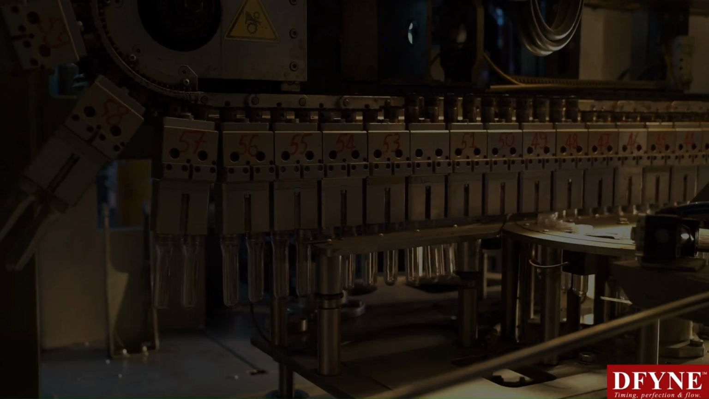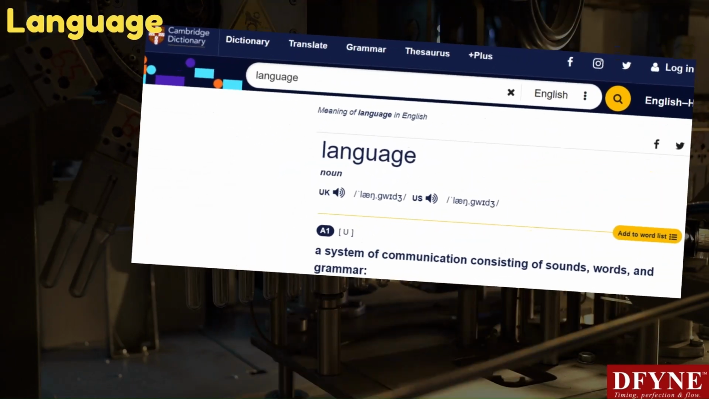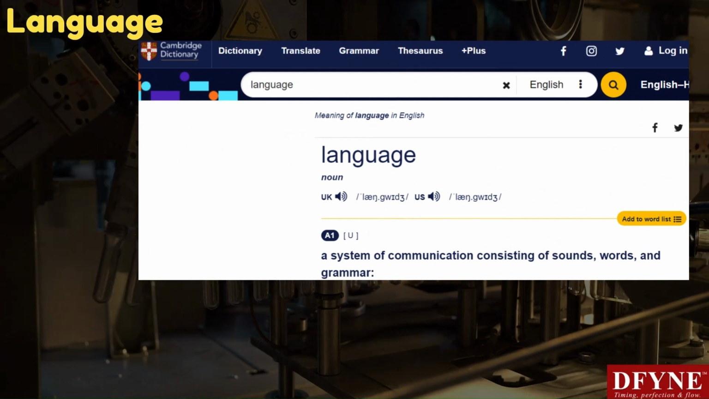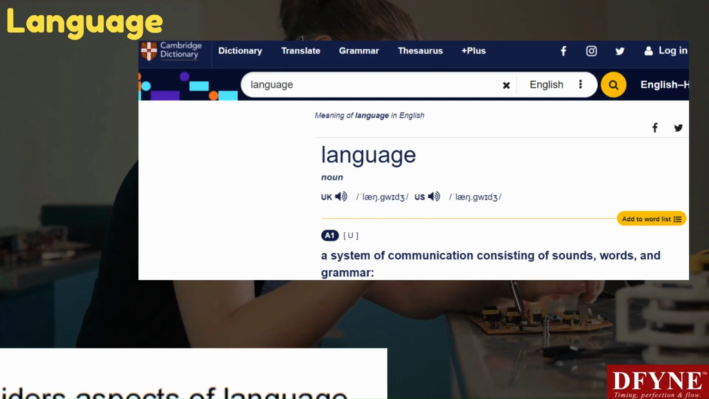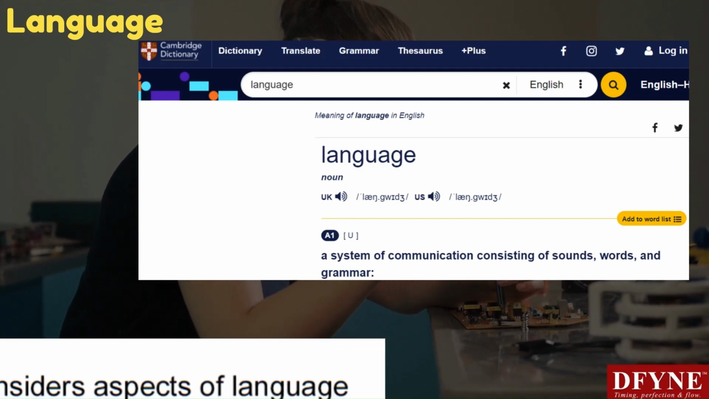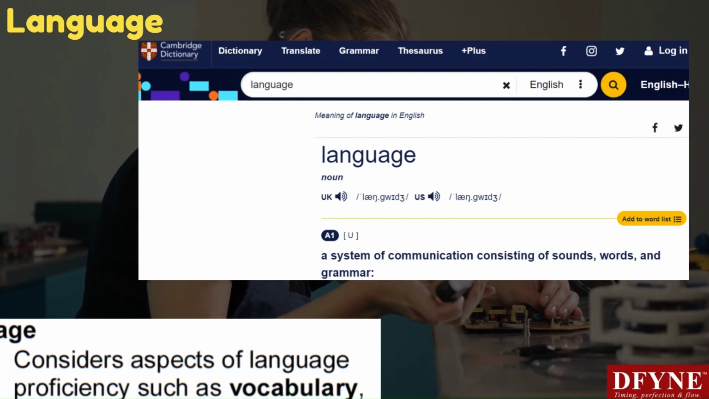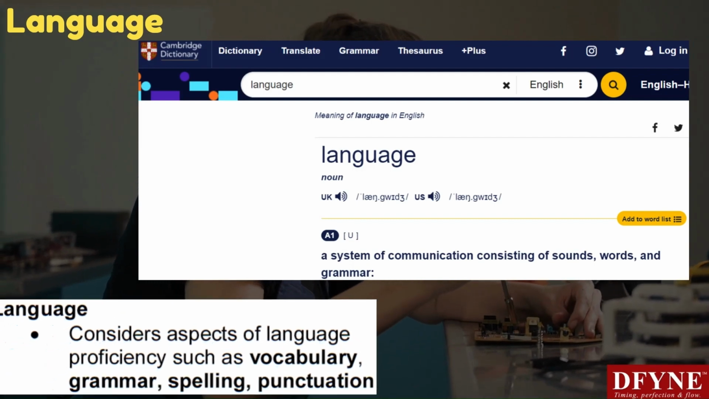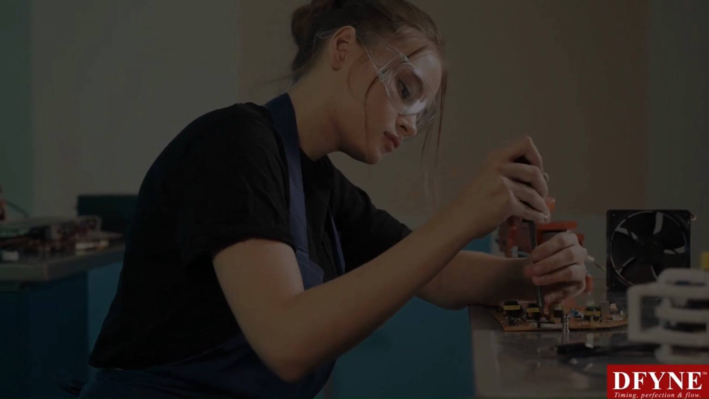Finally, language. Language is defined as a system of communication consisting of sounds, words, and grammar. When you're attempting to write the writing test, focus on making sure that there are no spelling, punctuational, or grammatical errors that you know of. You can't control the things you don't know, but you can improve these aspects when you practice. That brings us to the end of the writing criteria.